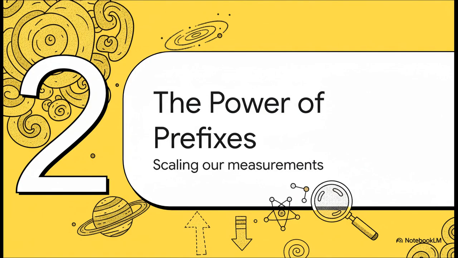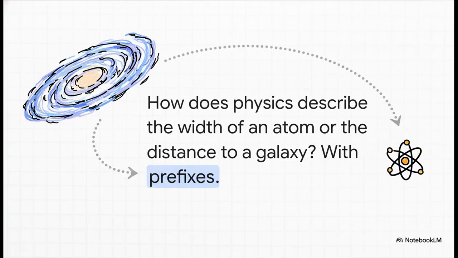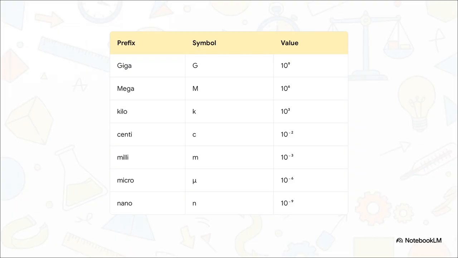So, we have our basic words down, but how do we use them to talk about things that are incredibly big, like a galaxy, or unbelievably small, like an atom? That's where prefixes come into play. This is where the language gets its incredible range. You see, instead of saying a galaxy is billions upon billions of meters away, we use a simple, much more elegant tool. Prefixes. They're like little multipliers that scale our basic units up or down to keep the numbers nice and manageable. And here's how it all works.